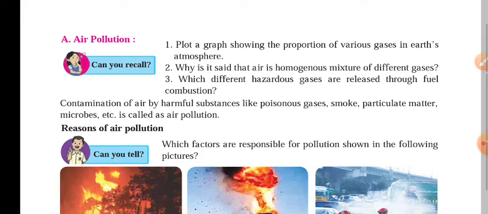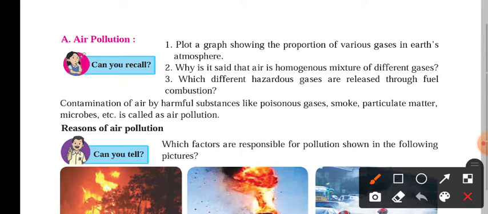Now, if we go ahead towards the types of pollution, the most important type of pollution is known as air pollution. Air pollution is nothing but pollution where smoke or harmful gases are mixed into the air, and when a person breathes in those harmful gases, it leads to different kinds of diseases and harmful effects on the human body and living organisms.